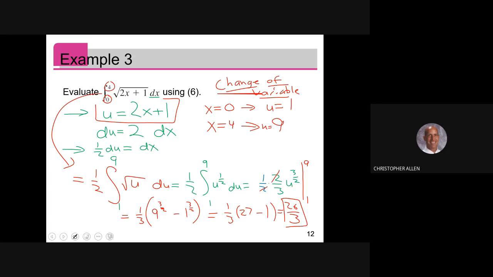Here's my advice. You're doing an extra step then, and that's fine. But if you're doing the u sub, why don't you just leave it in terms of u, and then you don't have to convert it back to x. So this is just a little bit more efficient.